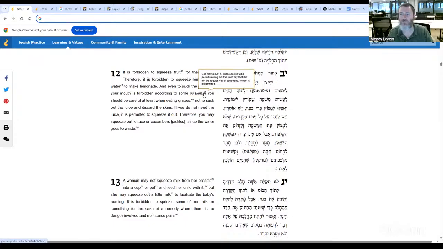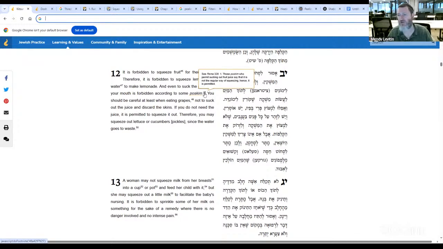Again, let's just break down the law here. The problem of squeezing juice is a gezerah. It's rabbinic. Why is it rabbinic? Because it's biblically prohibited to squeeze olives and grapes.